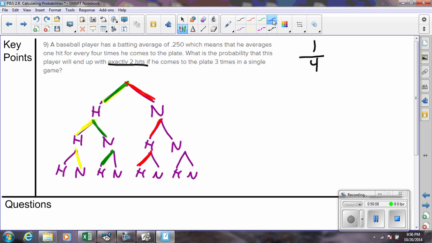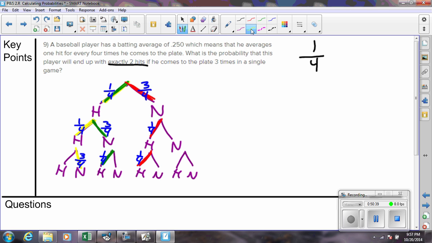Well, we can start filling in the numbers, remember, with the probabilities. Chance of him getting a hit is 1 out of 4. So the chance that he fails is 3 out of 4. Getting a hit is 1 out of 4. Chance that he fails is 3 out of 4. Getting a hit is 1 out of 4.